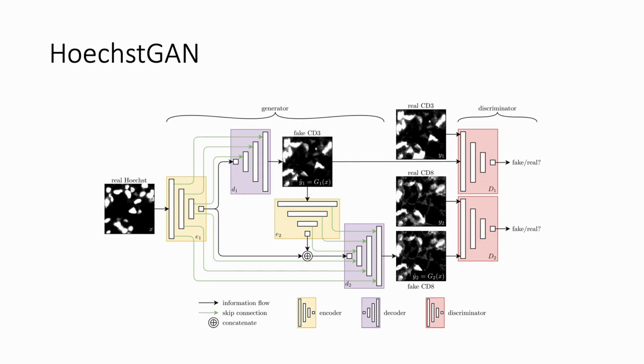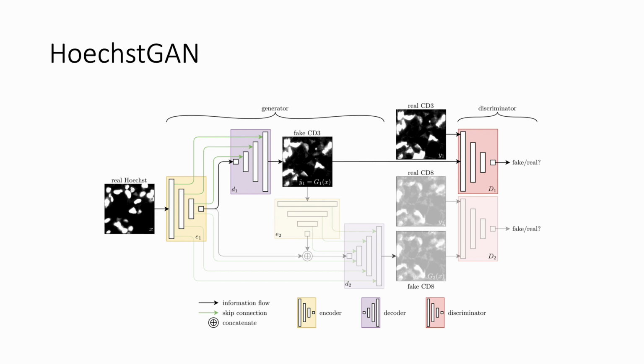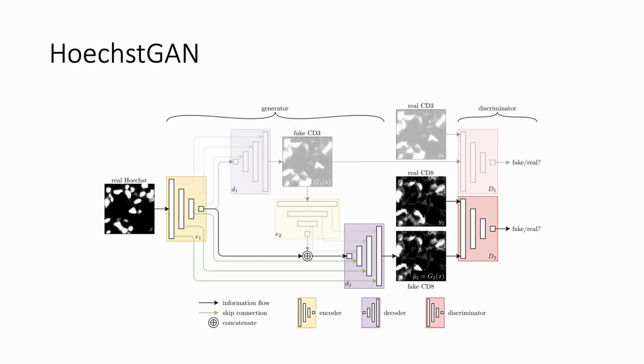Our model, HoechstGAN, extends the pix2pix architecture to handle two output stains instead of one. Let's look at how each output is generated in turn. The top half of the diagram is responsible for CD3 generation, and actually this is exactly just a pix2pix model. The interesting part is in the bottom half.